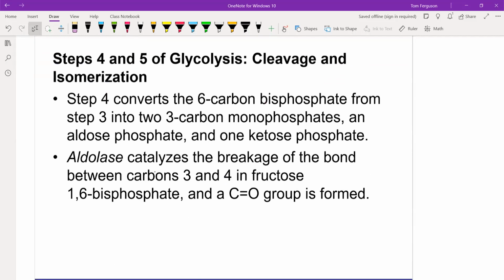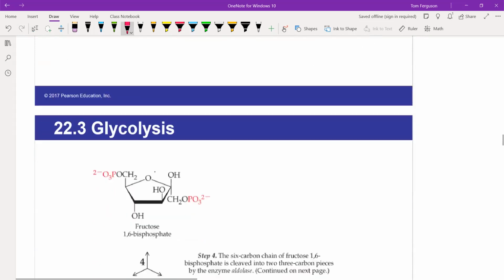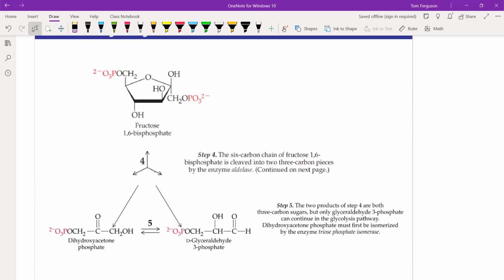Okay, the next step is we're going to go from a 6 to a 3 carbon molecule. So this fructose 1,6-bis-phosphate is going to be cleaved into a set of 3 carbon molecules. Okay. All right. We have the residual phosphate groups. Each of the 3 carbon molecules gets 1.